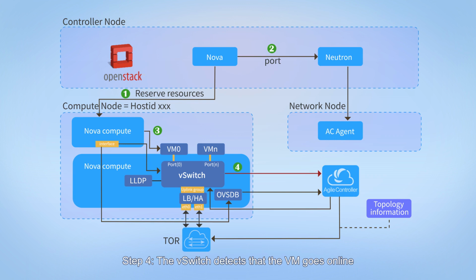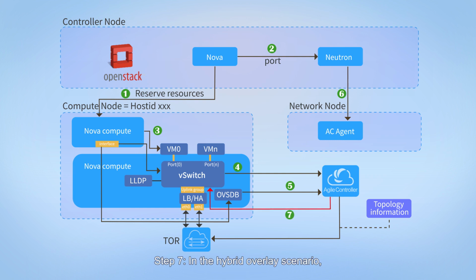Step 4. The vSwitch detects that the VM goes online and reports the online VM information of the local port through OpenFlow. Step 5. The Agile Controller DCN functions as a client to initiate an OVSDB request to obtain port ID information. Step 6. The Agile Controller DCN uses the port ID as the index and obtains the MAC IP VLAN information of the VM from the AC agent.